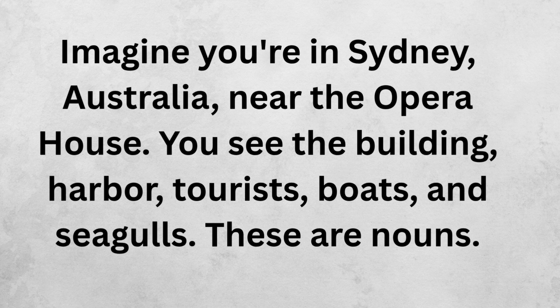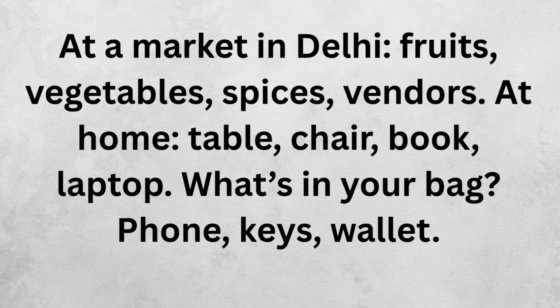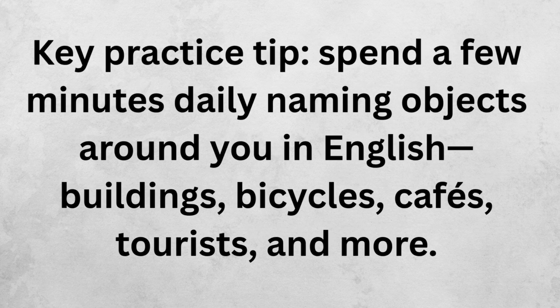These are nouns. At a market in Delhi. Fruits, vegetables, spices, vendors. At home, table, chair, book, laptop. What's in your bag? Phone, keys, wallet. Key practice tip. Spend a few minutes daily naming objects around you in English, buildings, bicycles, cafes, tourists, and more.